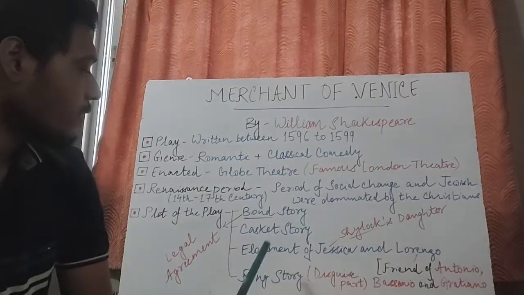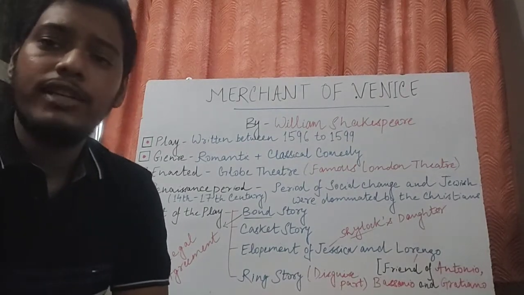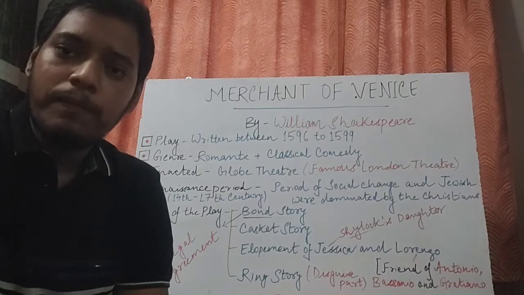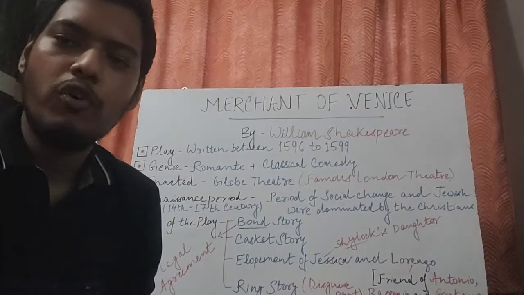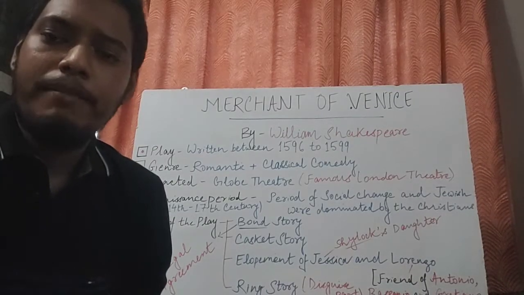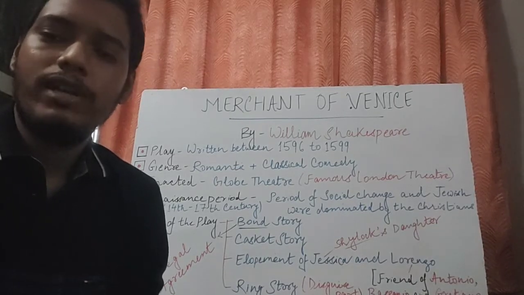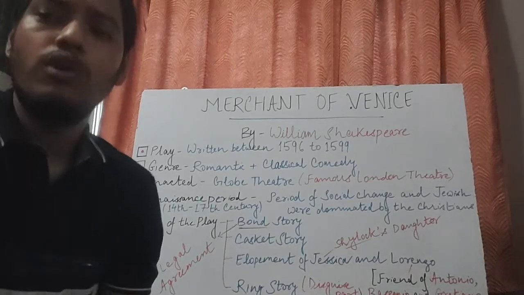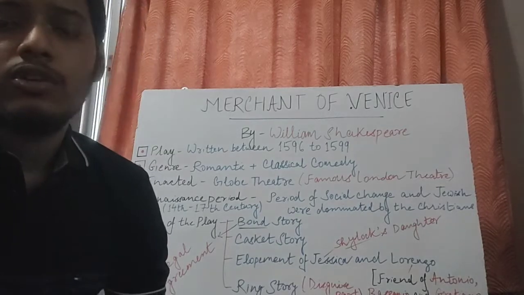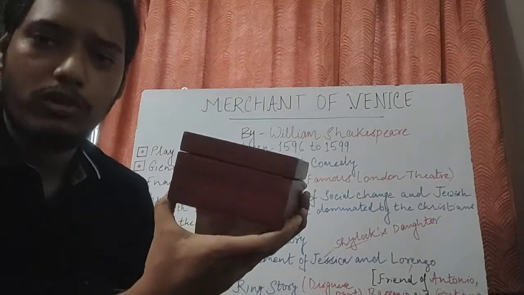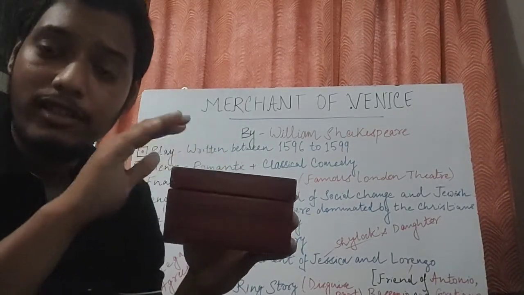The casket story. What is a casket? A casket is actually a box. Portia's father was dead, and before his death, he made a will for his daughter, Portia. According to that will, any man who wants to marry Portia has to play this game of casket. This is how a casket looks. It is a kind of box, and there are things inside this casket.